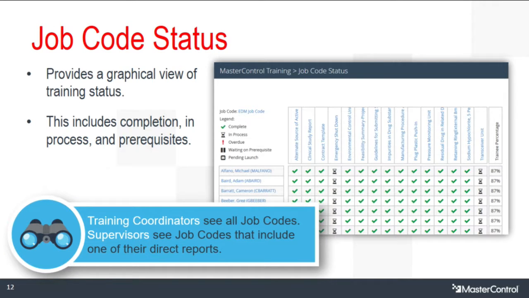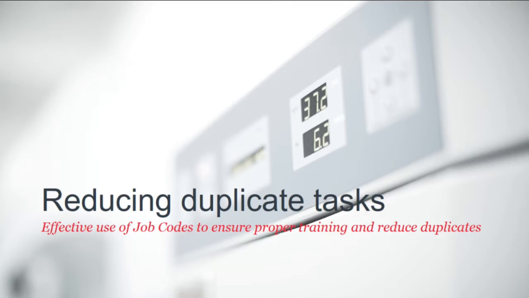I wish all of MasterControl's reports were graphical like this one. I should have pulled that one up there earlier. But rights will also control what you can see on this report. So if you're a supervisor, of course you can see your direct reports on it. This screenshot I took as the training coordinator, so it shows me everyone. But I really like that job code status. I was happy when they incorporated that. Like I say, I wish all reports were like that one.